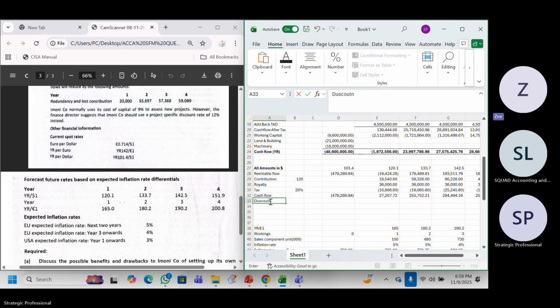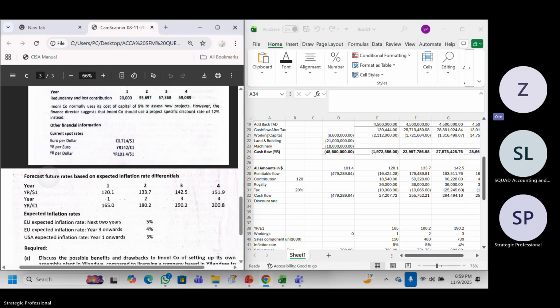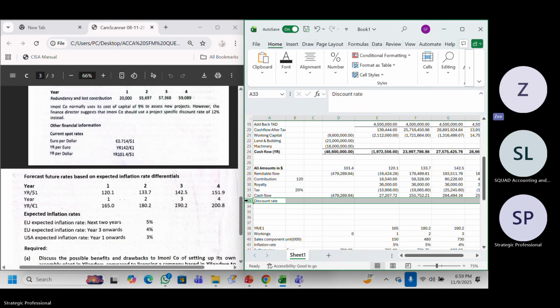What's the discount rate we are going to use? That's another question. What's the statement? The project specific discount rate is 12. Then the COC, the Imoni normally uses 9 to assess the project. However, the finance director suggests that Imoni uses project specific discounting. So my question is, what's the difference? And since we are investing in a new country, which one is ideal, and what is my explanation for which one?